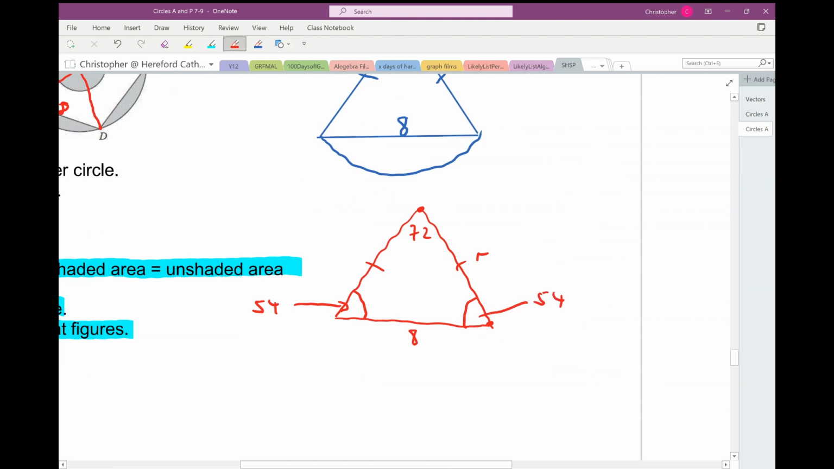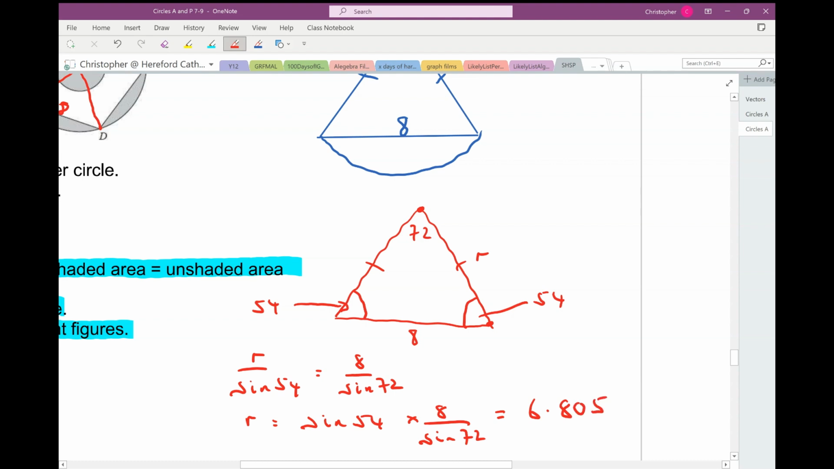Right, so now I can find the radius by using the sine rule. R over sine 54 is equal to 8 over sine 72. Multiply both sides by sine 54. R is equal to sine 54 multiplied by 8 over sine 72. A bit of calculator work tells me the radius of the circle is 6.805.